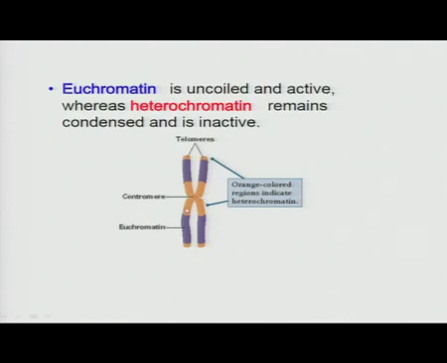You can see in this slide, euchromatin is uncoiled and active, whereas heterochromatin remains condensed and is inactive. Euchromatin is considered the active or functional part of the chromosome, which undergoes replication and transcription to synthesize RNA, while heterochromatin is the highly condensed part of the chromosome which does not undergo replication and transcription.